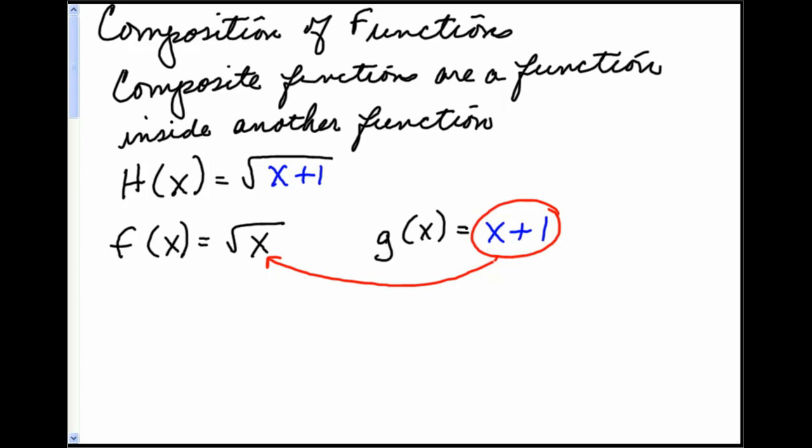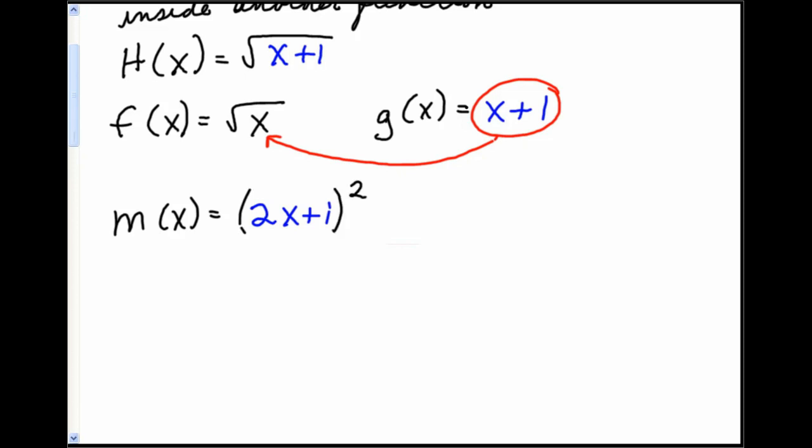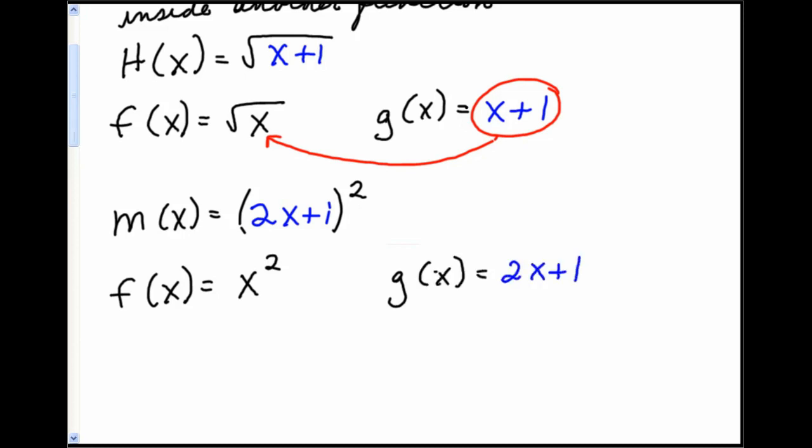Another example of a composite function is m of x equals, let's say, 2x plus 1, squared. So I wrote in blue the inside function 2x plus 1. The outside function, f of x, is x squared. G of x, the inside function, is that 2x plus 1. The 2x plus 1 is what's being squared.